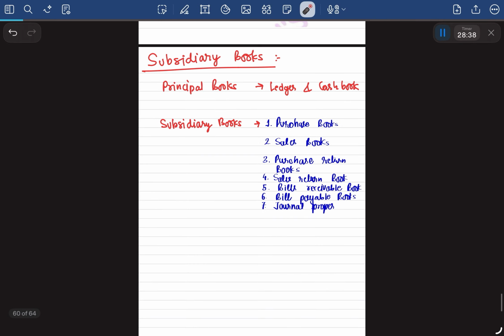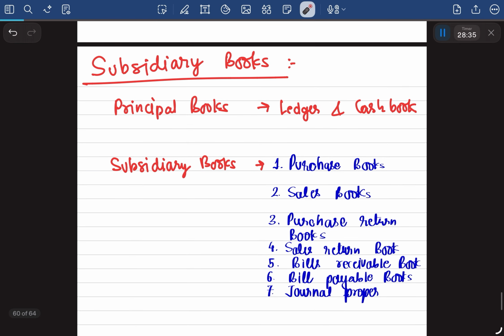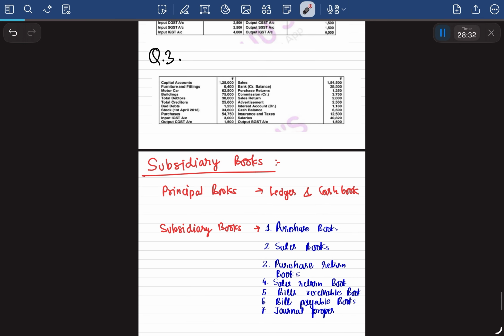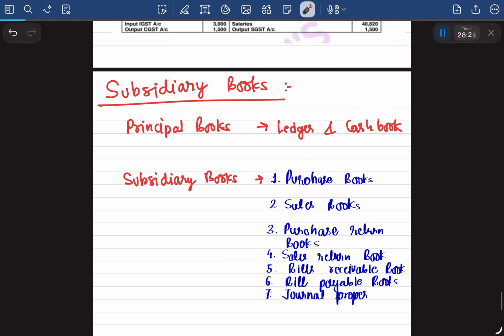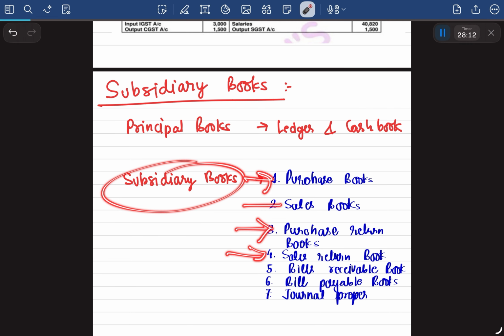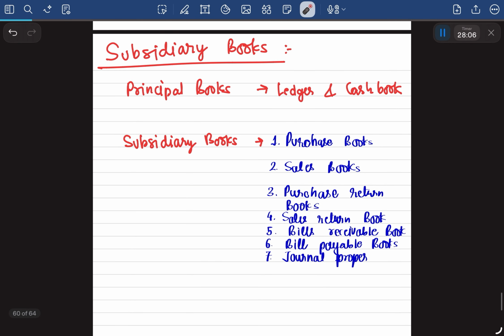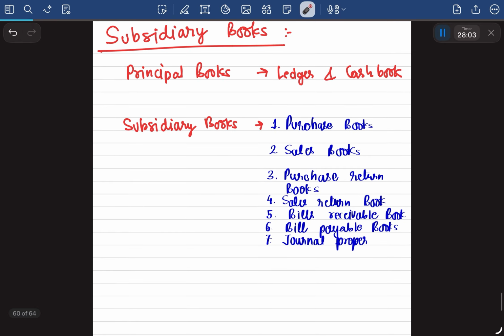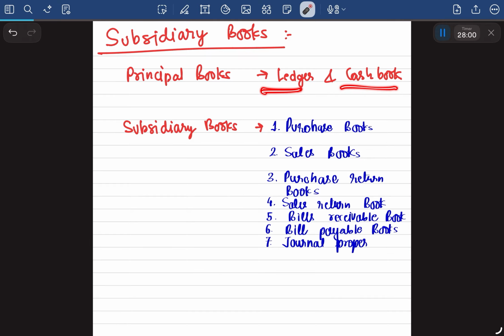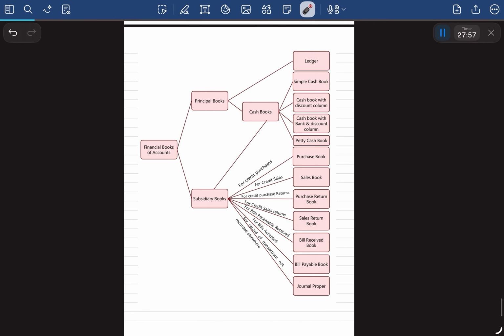So today we are starting with subsidiary books. So what are subsidiary books? There are two types of books. First is principal books and the second is subsidiary books. Principal books are ledger and cash book, and subsidiary books are purchase book, sales book, purchase return book, sales return book, bills receivable, bills payable, and general proper. So there are 7 types of subsidiary books, and there are 2 types of principal books which we call ledger and cash book.